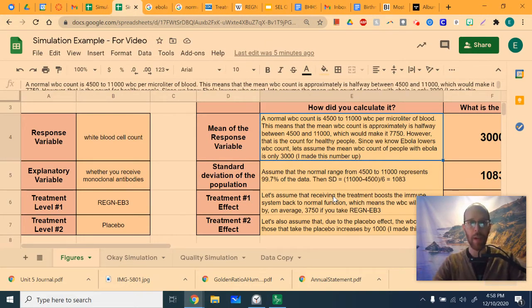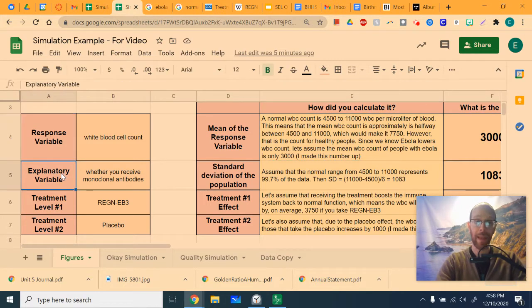Mr. Klein here. I'm going to talk a little bit about how you run the simulation for your project. Before you can run your simulation, you first need to do some research about your response variable and your explanatory variable. So I'm going to do an example. And in my example, I have chosen Ebola as my infectious disease.